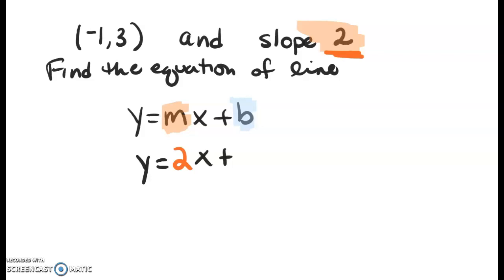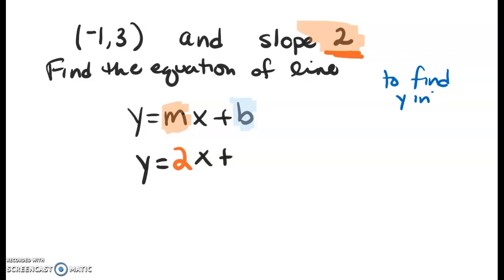And now I have to find b. And I'm not given the y-intercept outright. I'm not given a point that has a 0 here and then a number, because that would be the y-intercept. I'm given a point. So I need to use this point to find the y-intercept. And we'll do that by using this equation.